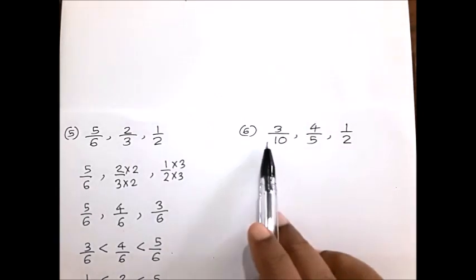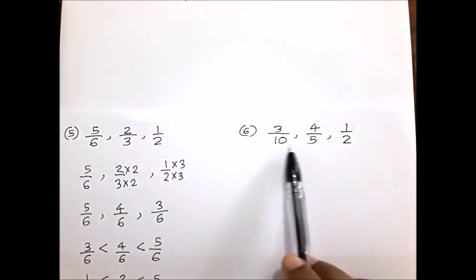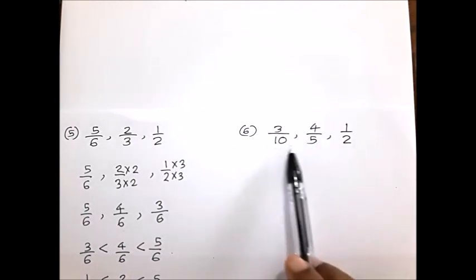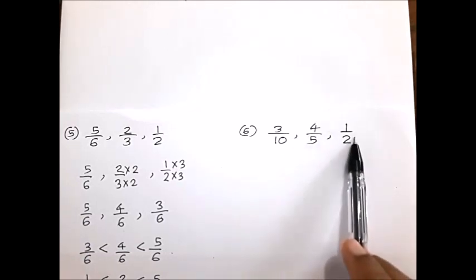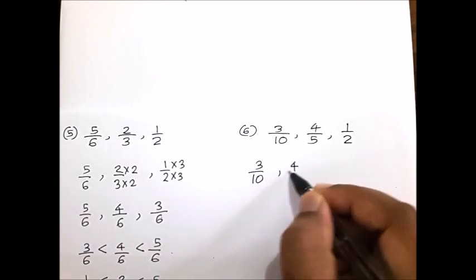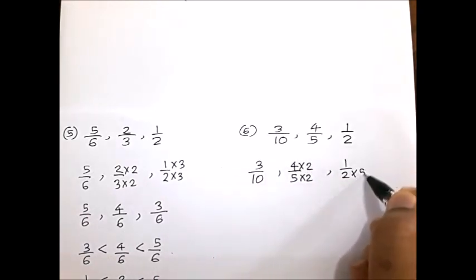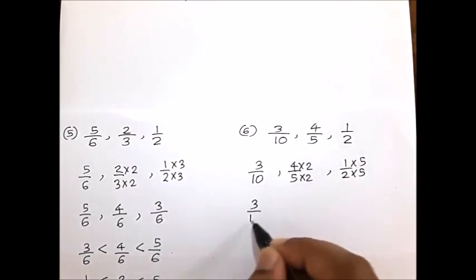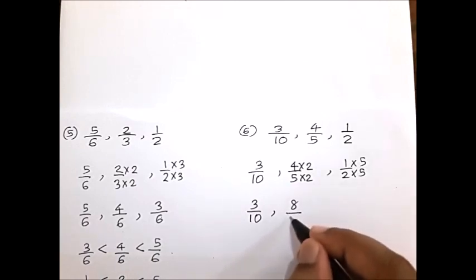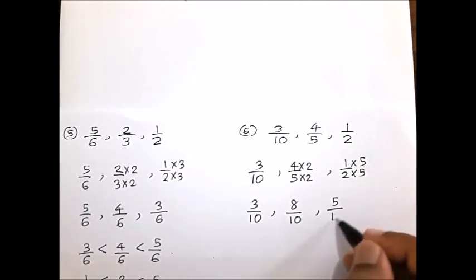Now look at sixth example. Again three fractions you have to compare. Denominators are 10, 5 and 2. You can convert these two denominators into 10. Multiply this one by 2 and multiply this one by 5. Write 3 over 10, then multiply by 2, multiply by 5. 3 over 10. Here 4 multiplied by 2, 8. 5 multiplied by 2, 10. 1 multiplied by 5, 5. 2 multiplied by 5, 10.